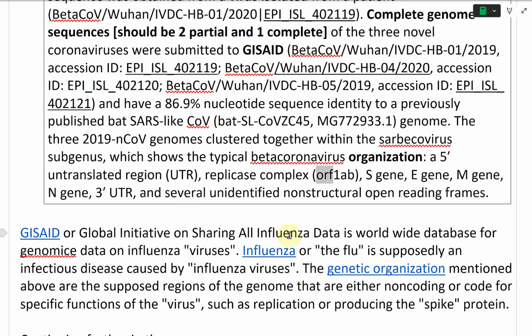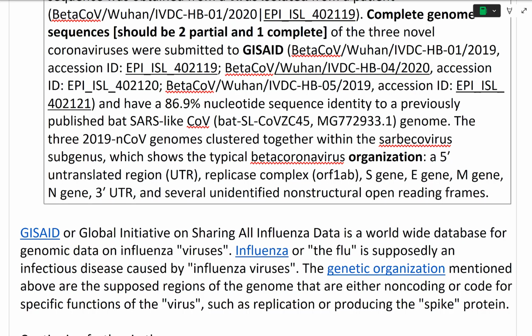GISAID, or Global Initiative on Sharing All Influenza Data, is a worldwide database for genomic data on influenza, quote, viruses. An influenza, or, quote, the flu, is supposedly an infectious disease caused by, quote, influenza viruses. And the genetic organization mentioned over here, so this Ebola organization, and then I have over here, so the genetic organization mentioned above are the supposed regions of the genome that are either non-coding or code for specific functions of the, quote, virus, such as replication or producing the, quote, spike protein.